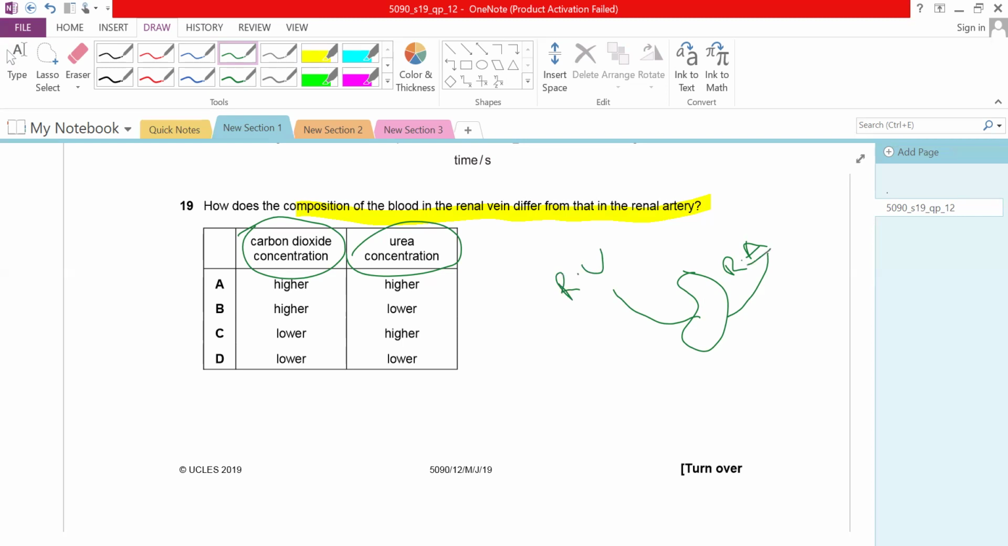A for artery and A for away. Artery always goes away from the heart. Remember this thing. So in renal vein, the carbon dioxide concentration is more, as the renal artery brings oxygen to the kidney and takes away carbon dioxide. So carbon dioxide in renal vein is higher, and the urea concentration in the renal vein is lower, as in renal artery, urea concentration is high. It gives urea to the kidney, and in renal vein, the urea concentration is low. So option B is correct for question number 19.